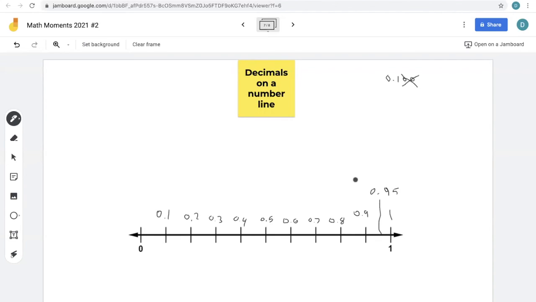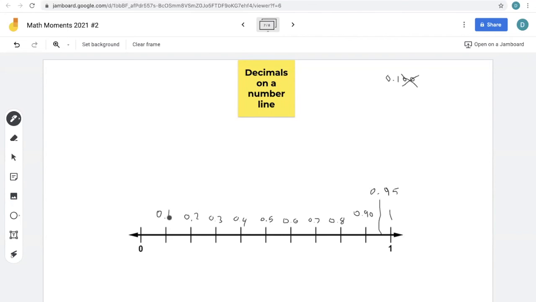Now, just because it has 2 places does not mean it is any larger than anything that came before it. The reason it is larger is because it is 0.95, and that's greater than 0.90. That's essentially what we're saying. And you'll notice there's kind of a correlation here. We have 90 and 95, which we know in whole numbers that 95 is greater than 90. So it's kind of a similar principle.